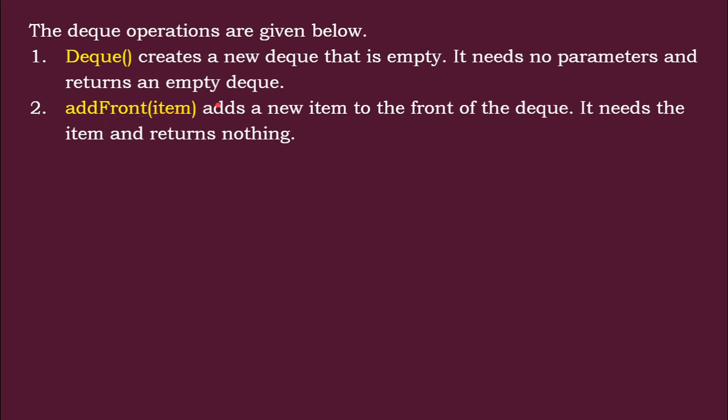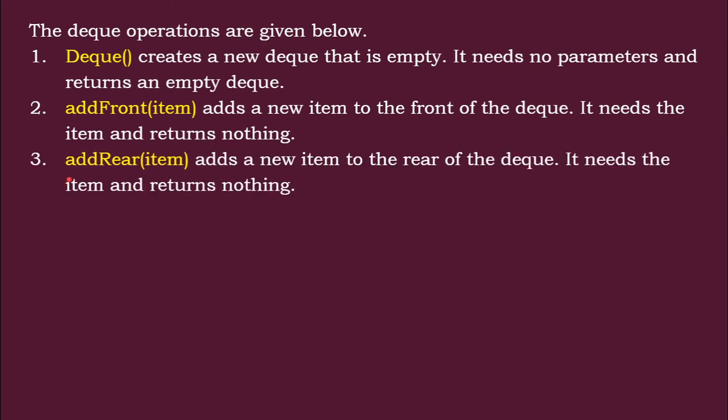Add front of item adds a new item to the front of the DQ. It needs that item and returns nothing, because we are going to add something. What to be added? Item. So item is the parameter. If you push the item using the add front function, it returns nothing because it just adds the value to the DQ. Add rear of item is the same insertion operation from the rear end. This is the insertion from the front end.